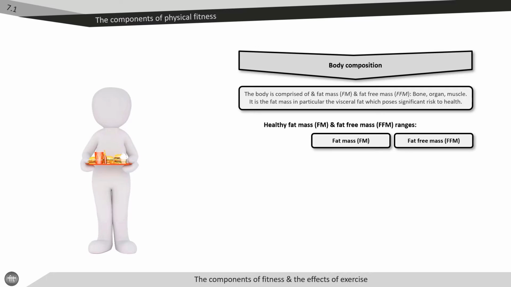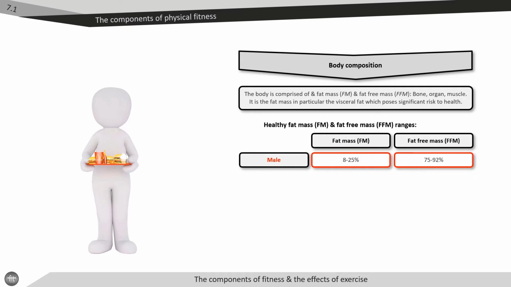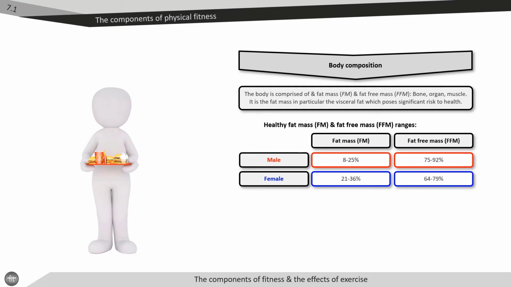Recommended guidance for optimal health is to maintain fat mass at around 8 to 25% for men, with a fat-free mass of 75 to 92%, and to maintain fat mass around 21 to 36% for women, with a fat-free mass of between 46 and 79%.